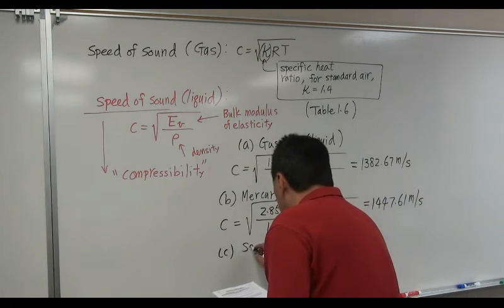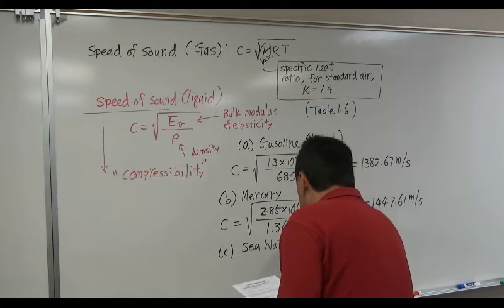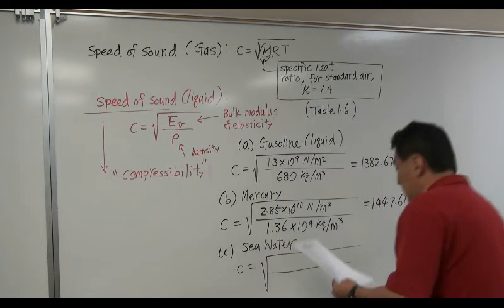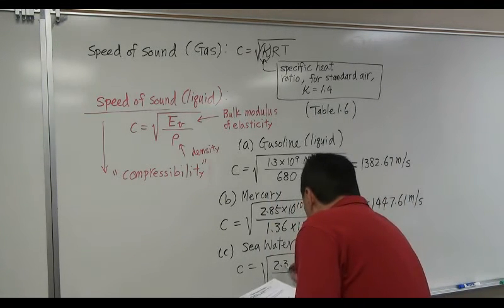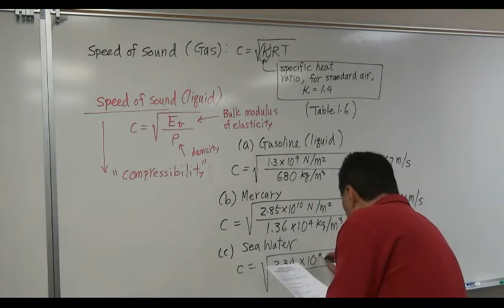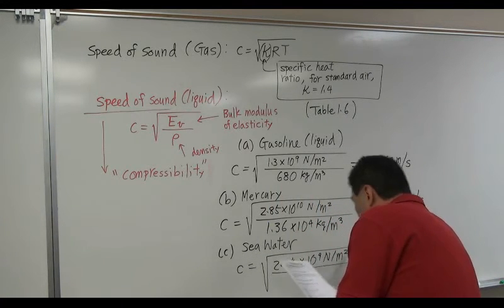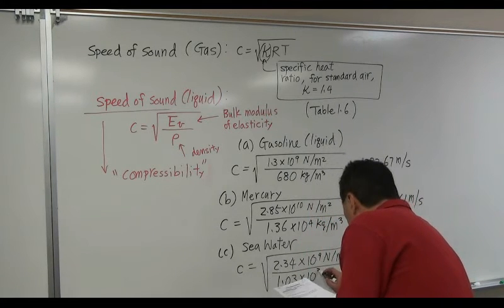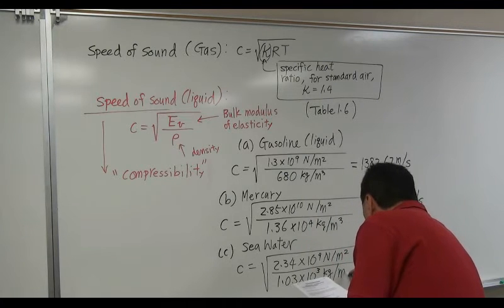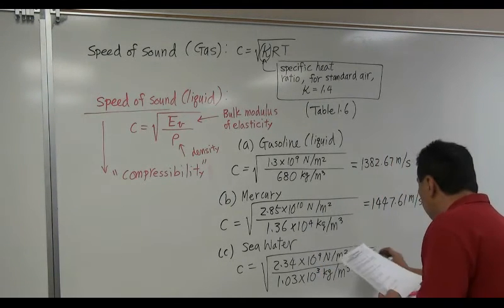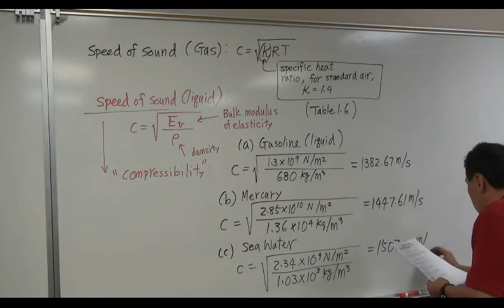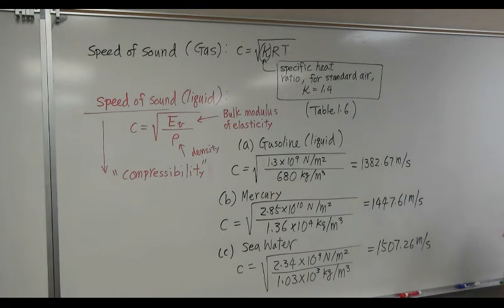Seawater. You repeat the same process, looking up the bulk modulus, 2.34 times 10 to the 9 Newton per meter squared, divided by 1.03 times 10 to the 3 kilograms per cubic meter. This is going to be 1,507.26 meters per second.